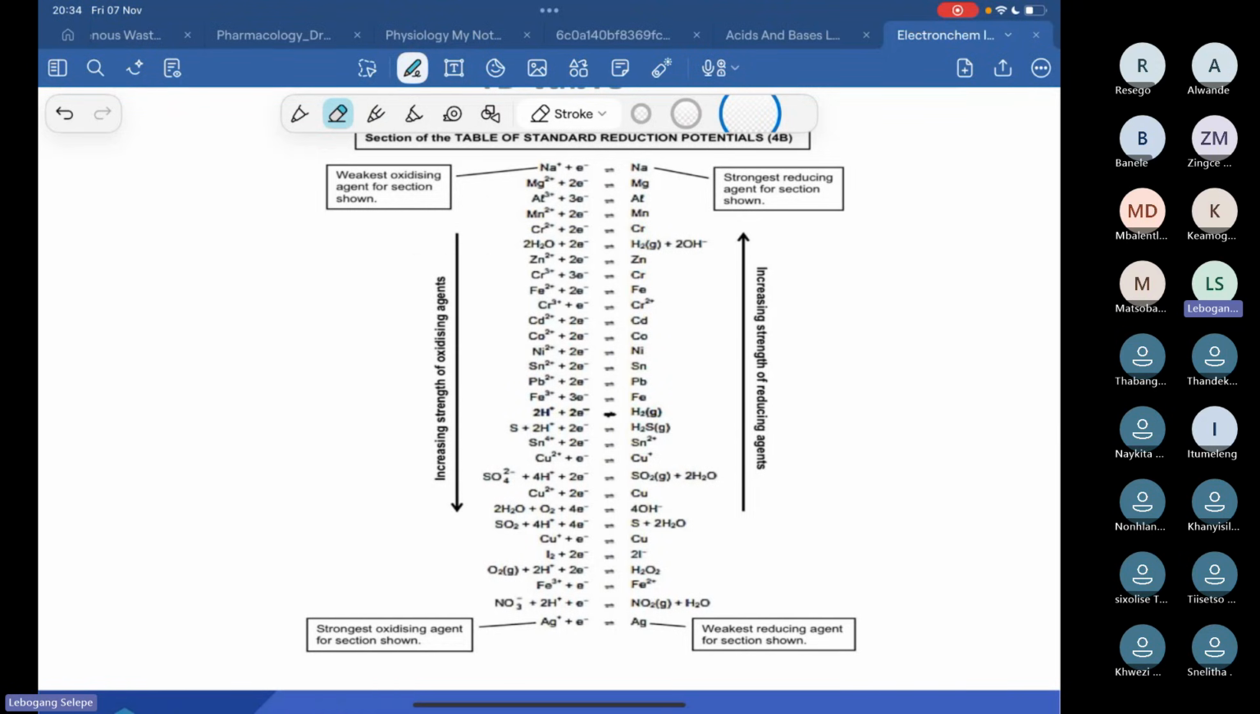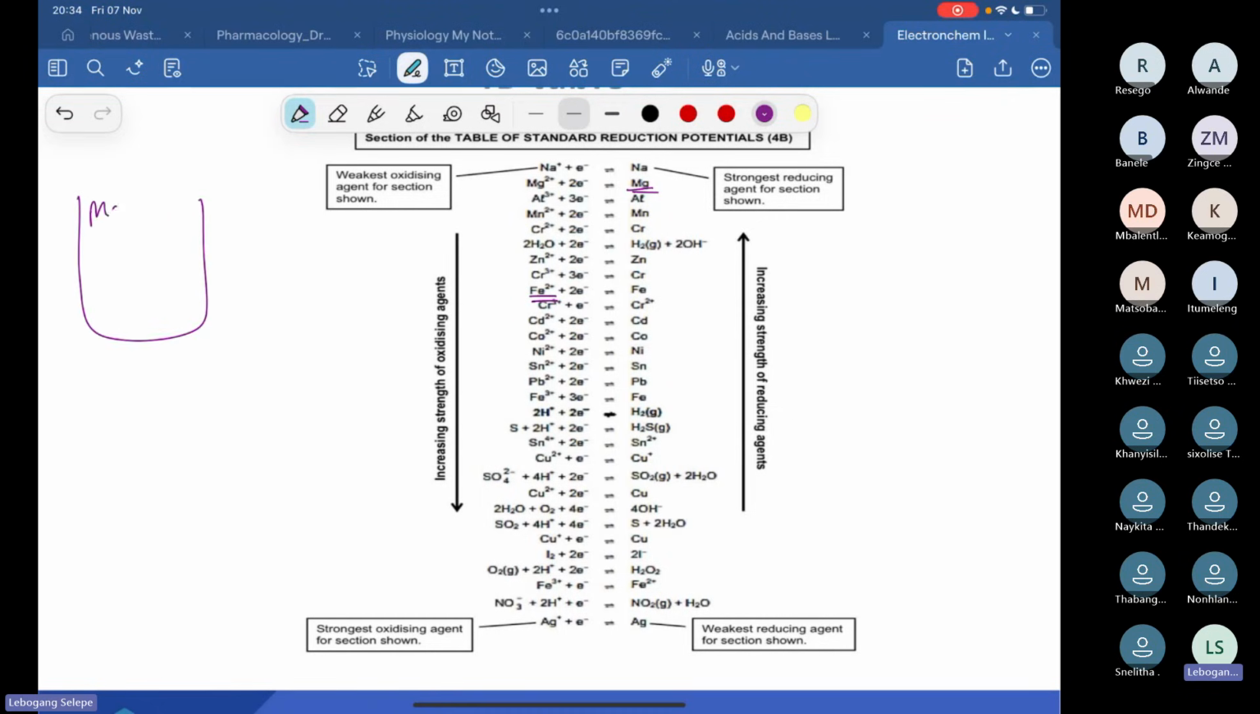All right. So in a case whereby a redox reaction would take place, let's say we are having Mg and Fe2 plus in a container, right? They mixed them. We have Mg and Fe2 plus.